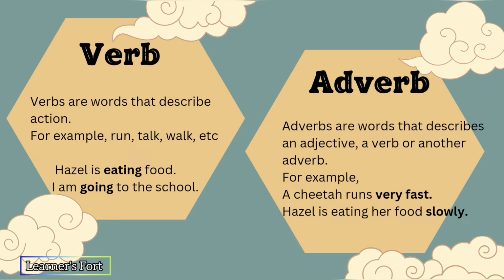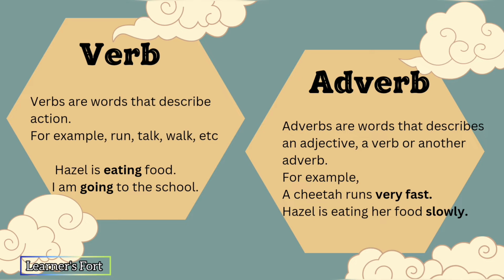Or, for example, I am going to school. I'm going to the school. Now, what I am doing is basically I'm going. So, going is a verb, as I'm performing some action towards the school because I'm going. So, going here is a verb, right?